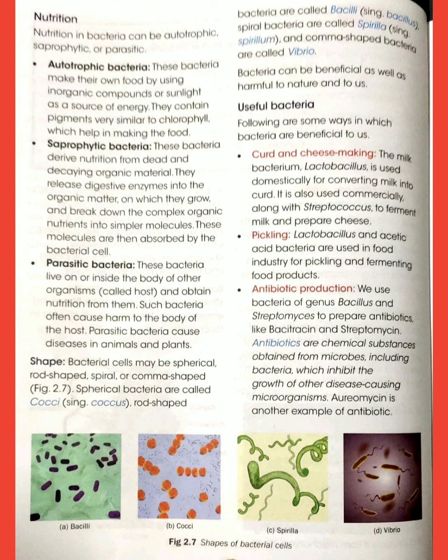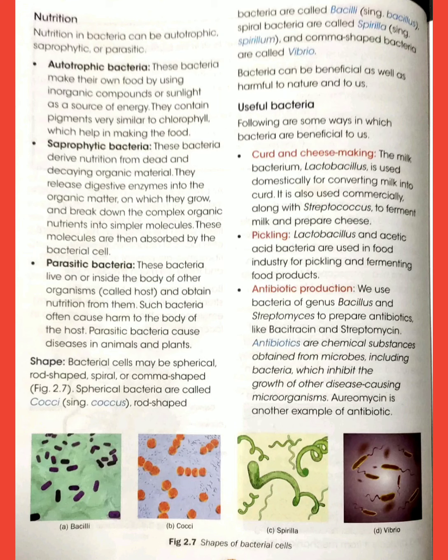Bacteria are of mainly four different shapes. That is spherical bacteria, also called cocci, rod-shaped bacteria called bacilli, spiral bacteria called spirilla, and comma-shaped bacteria called vibrio, as you can see in figure 2.7. Some bacteria are even beneficial for us also, such as lactobacillus, which is used domestically for converting milk into curd.